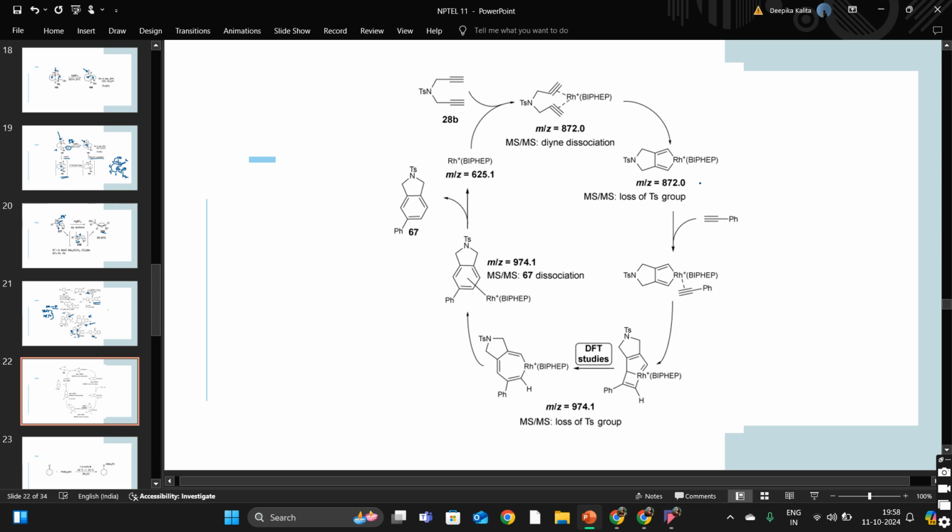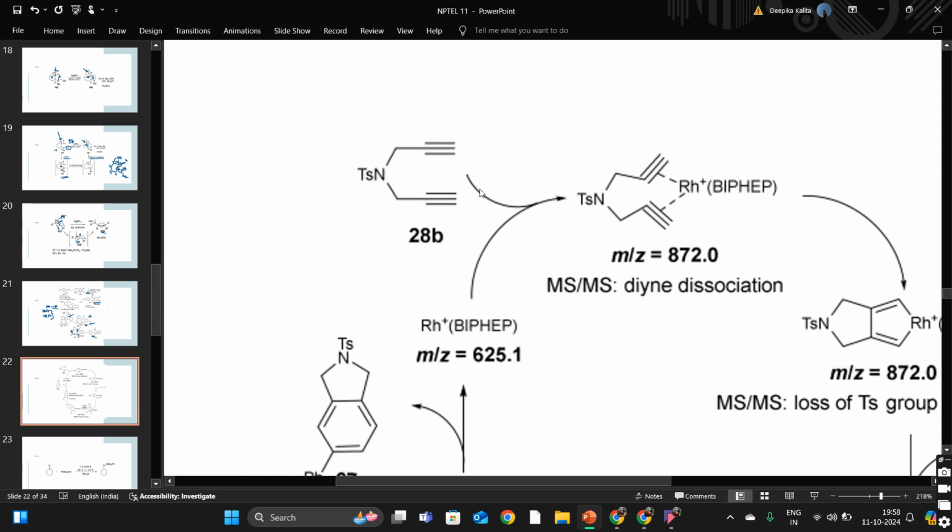Okay, now coming to organorhodium chemistry. We are going to see how two alkyne fragments can undergo reaction in presence of rhodium catalyst. Okay, so this is the substrate with which we are going to start the reaction, and this is the rhodium catalyst where this biphenyl ligand is linked. Rhodium metal used in this reaction is in +1 oxidation state.